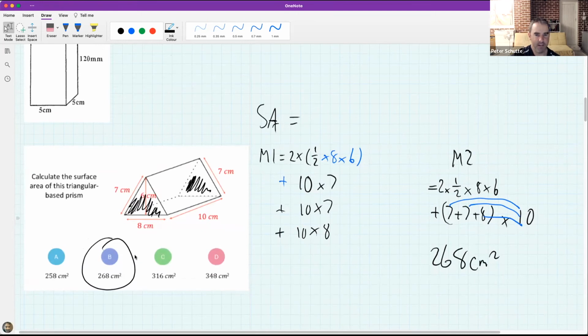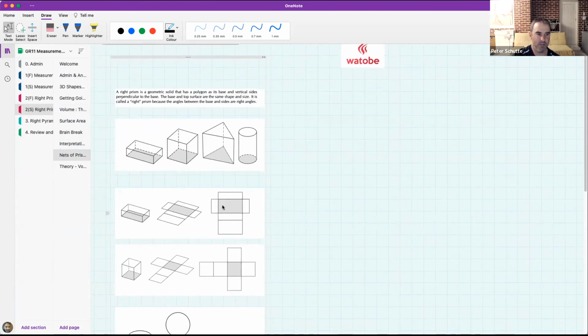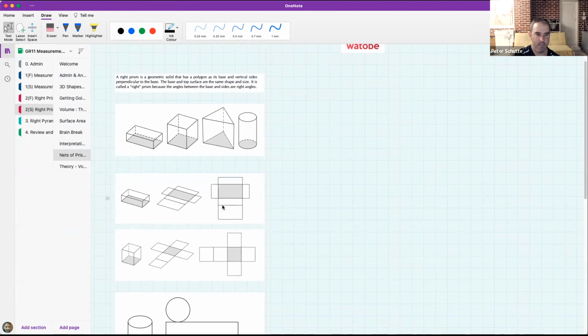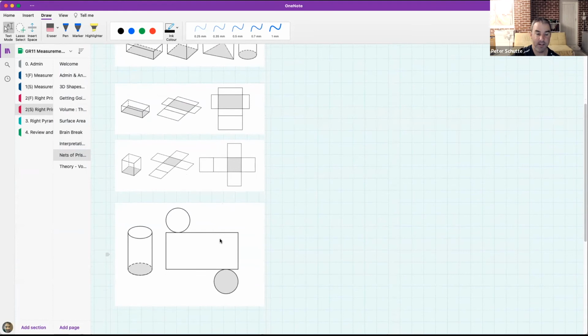Are there any questions about the methods and how we found the surface area? Kevin, it's completely fine if you draw a net of the shape first. In fact, I've got the nets here, if you ever want to look at them. So basically, when we unfold the shapes, that's what they look like. And the only one we haven't spoken about for surface area is the cylinder. We see that the cylinder is just going to be a circle on the top, a circle on the bottom, and the bit that wraps around is going to be a rectangle. That's something we'll talk about in future lessons.